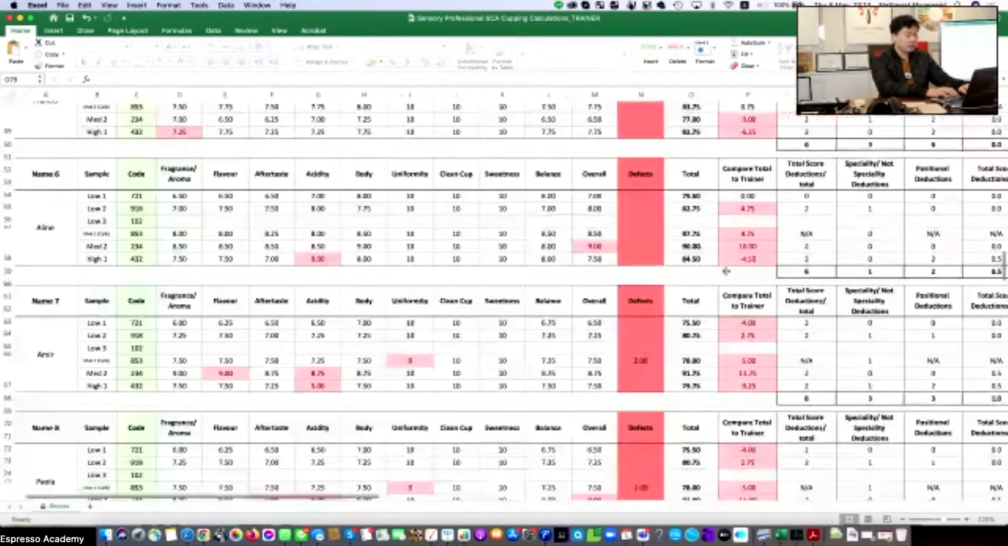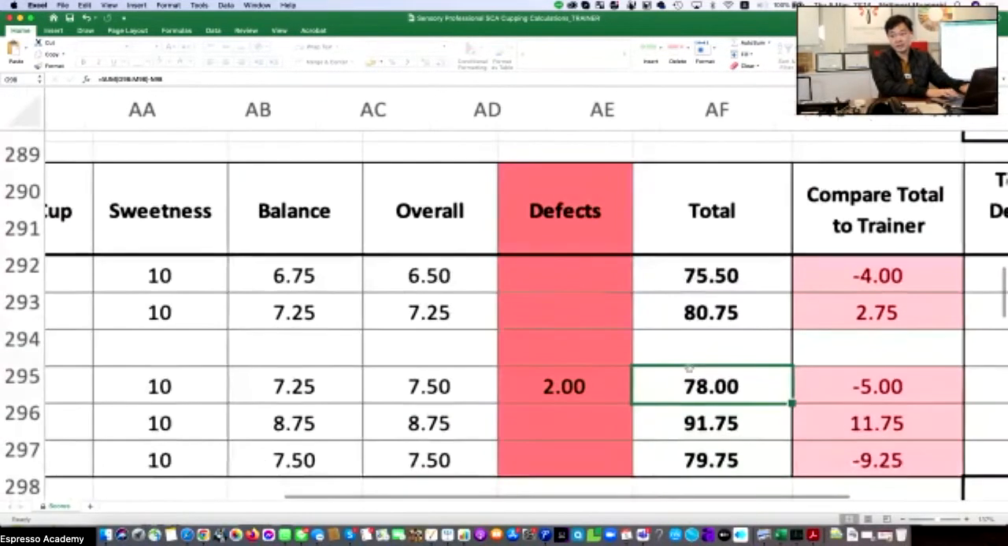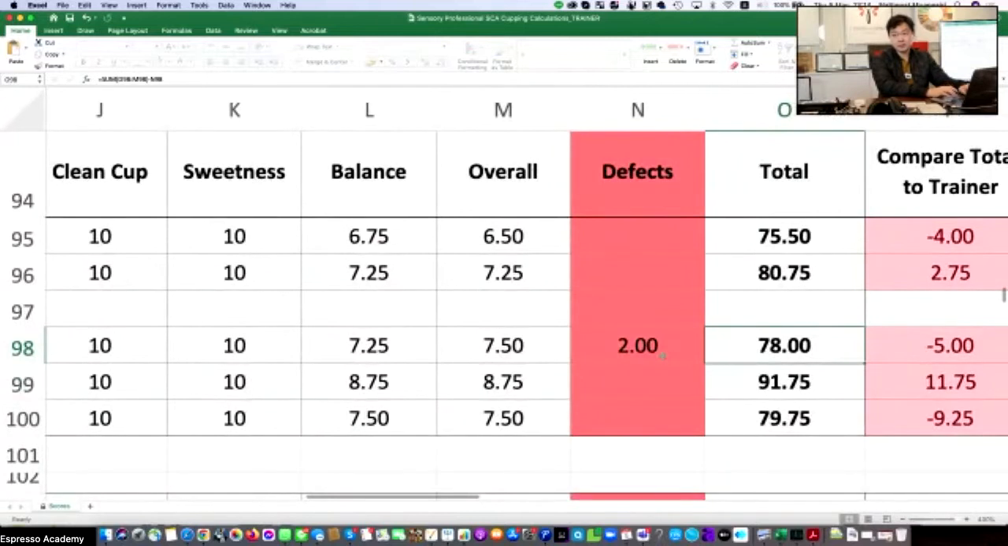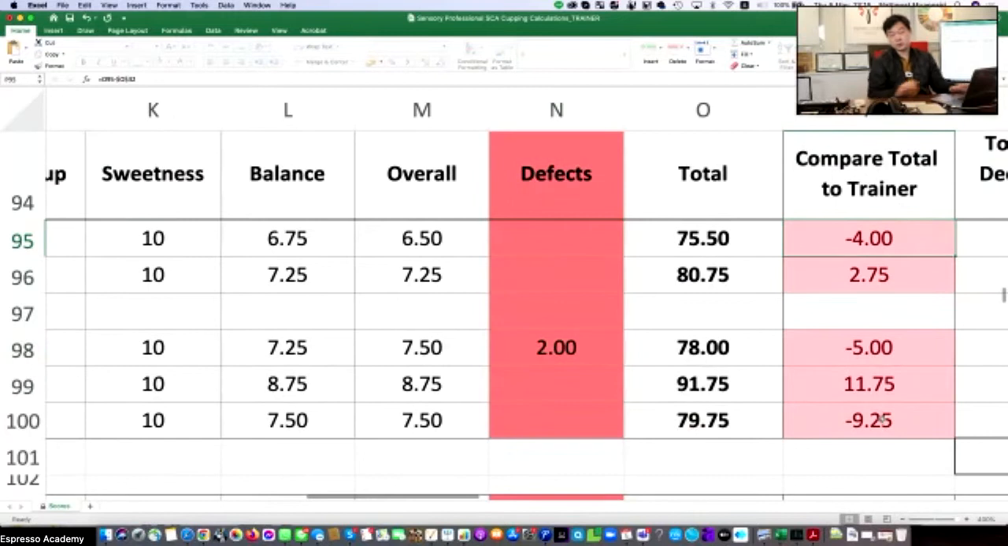But if you find some defect, for example, this guy finds a defect, their total score is also deducted by that defect as well. If there is no defect, the score is 80. If the defect is deducted by 2 points, the score is deducted to 78. All of this is compared to the trainer's total score, or compared to the head judge. Each table has a head judge who says what the acidity should be and what the total score should be.